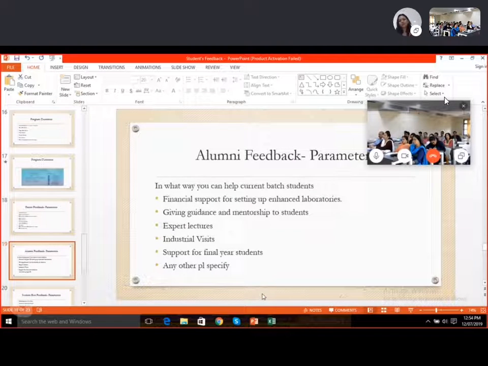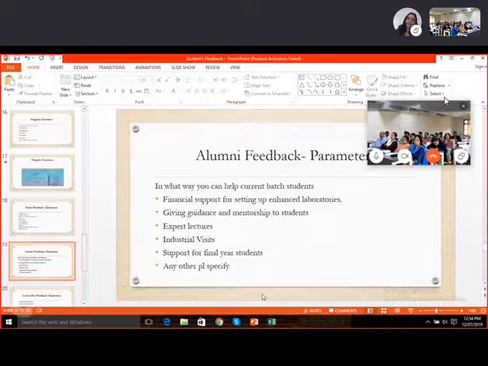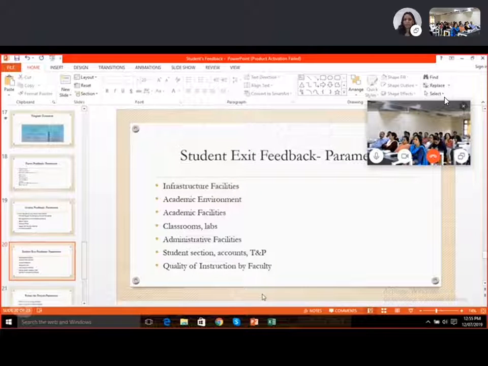Then the alumni feedback. In what way can you help the current batch of students? That is financial support for setting up enhanced laboratories or research laboratories, giving guidance and mentorship to students, delivering expert lectures, helping to arrange industrial visits, supporting the final year students by sharing their knowledge. Any other, please specify according to the alumni's thinking.